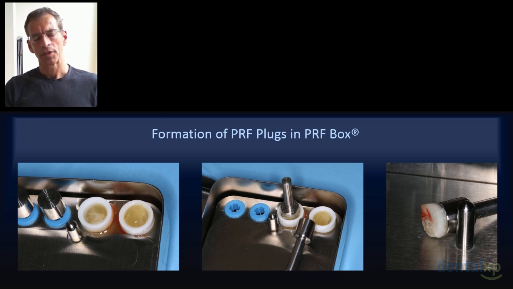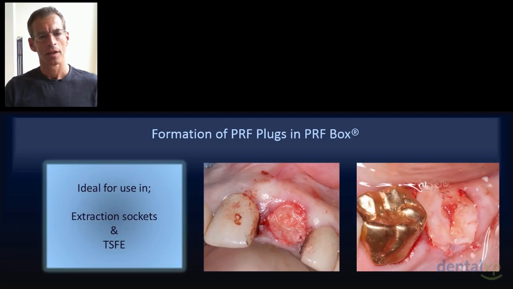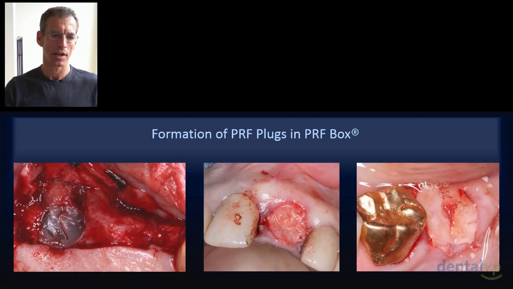The fibrin clot can be transferred to the cylinder and compressed with the piston, and I get these uniform, round, thick plugs, which are ideal for use in extraction sockets, as well as transcrestal sinus floor elevation.